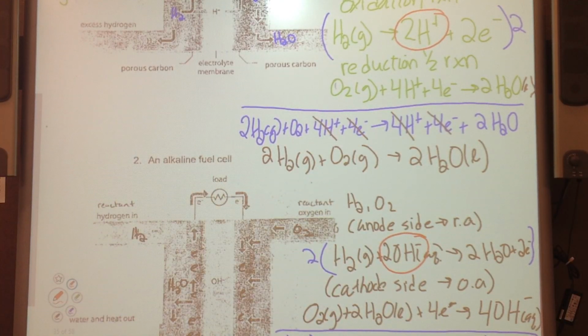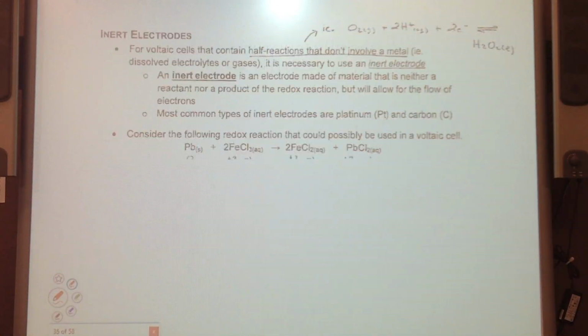What happens when we put metal in with an acid? What do we see? Bubbles. We see corrosion, we see gas being generated. Just a minute. Okay? So in order to avoid that, we use what are called inert electrodes. So these are reactions that don't involve a metal, and so typically they're going to use platinum or they're going to use carbon. So if you see Pt or a C, you know that they're using an inert electrode.